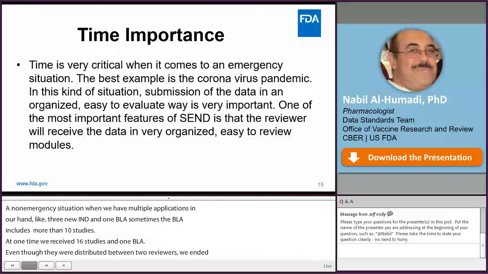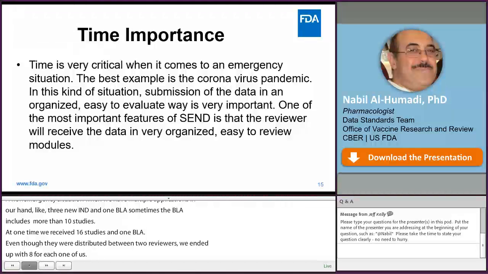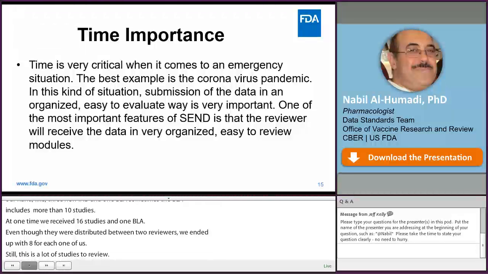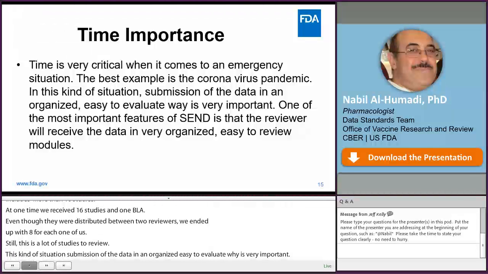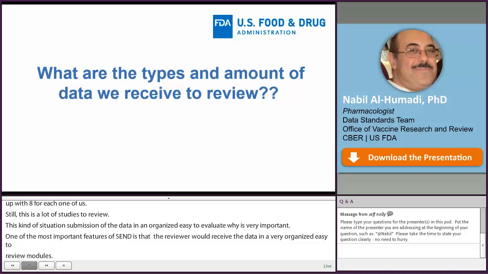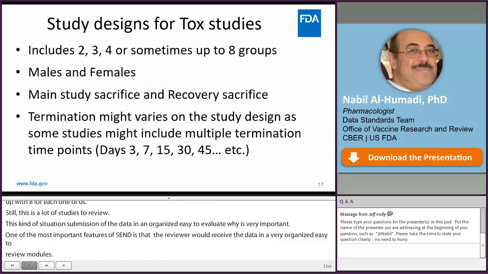In this kind of situation, submission of the data in an organized, easy to evaluate way is very important. One of the most important features of SEND is that the reviewer will receive the data in very organized, easy to review modules. What are the types and amount of data we receive to review? In my next few slides, I'm going to show you to answer this question.